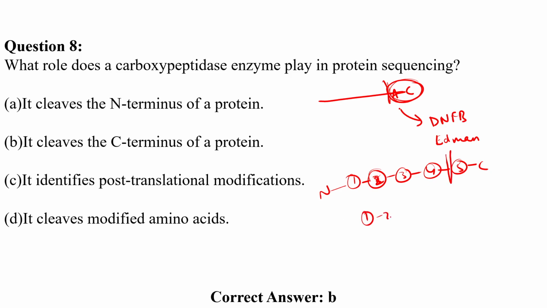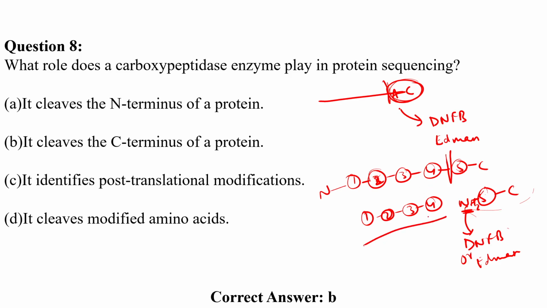So I'll get 1, 2, 3 and 4, and I'll get the free 5th amino acid with its own C and N group. Okay, so this free amino group can react with both DNFB and phenyl isothiocyanate, that is the Edman degradation. So I can use this 5th amino acid for any of these methods, and I can determine what this 5th amino acid is, what this C terminal amino acid is.